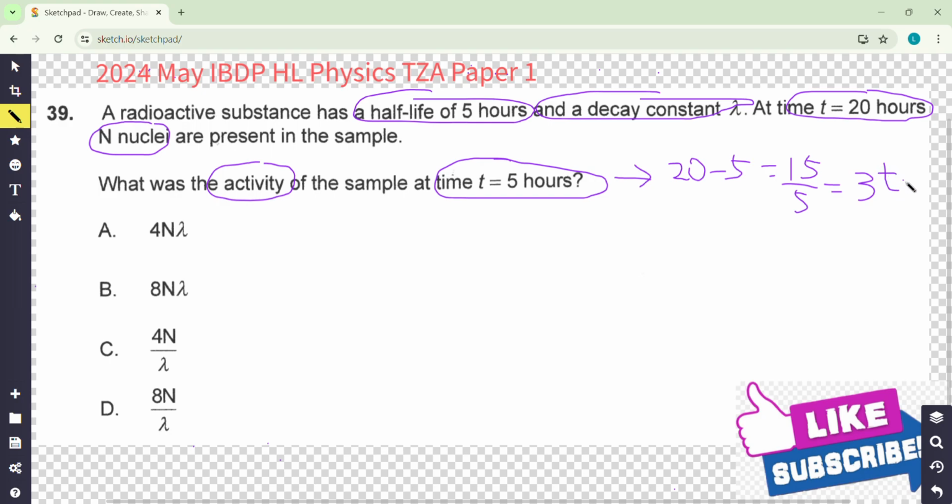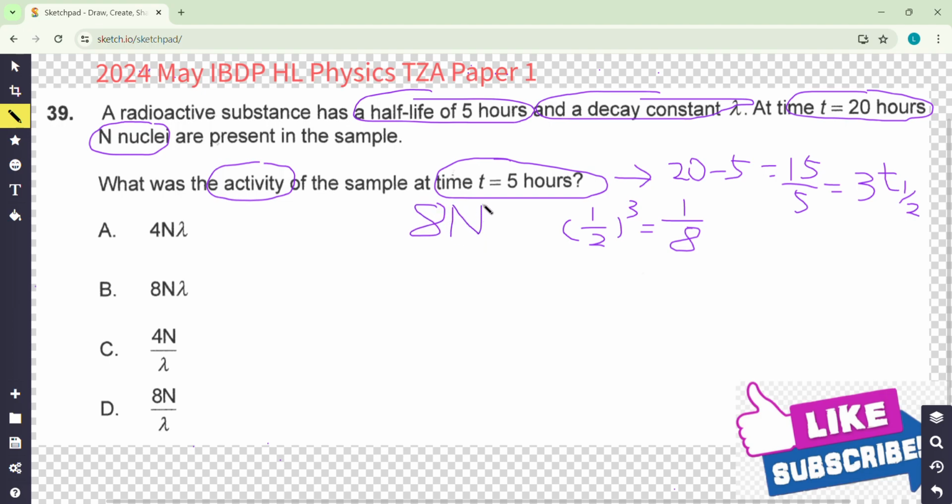So remember in the half-life equation, it should drop by a factor of 1/2 to the power of the number of half-lives, so it should drop by a factor of 1/8 when 20 hours. So going back from n to the earlier time, the number of nuclei should be 8n.